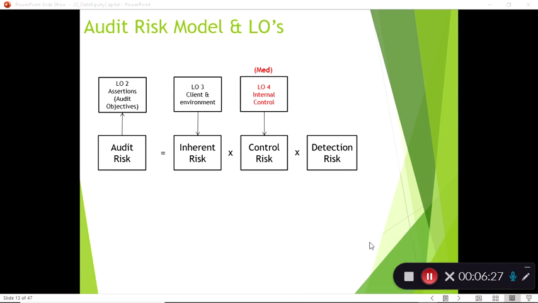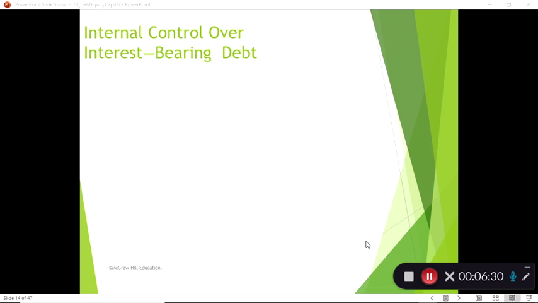When we think about internal controls over interest-bearing debt, the biggest one is around authorization. Has the board approved it? We're talking here about substantial amounts of debt. Obviously, you can have smaller amounts of debt, and it would depend on the company's charter as to what the threshold is that would require authorization from the board.